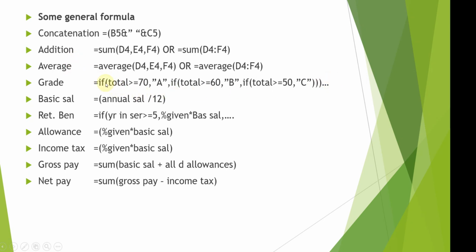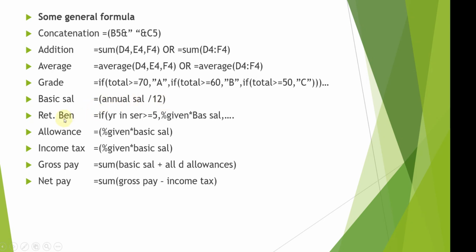So we're going to talk about grade. Grade uses an IF function. So CONCATENATE is a function, SUM is a function, AVERAGE is a function, IF is a function. Then we have the basic salary. You don't type the basic salary, you do annual salary divided by 12. So that is giving you the basic salary.